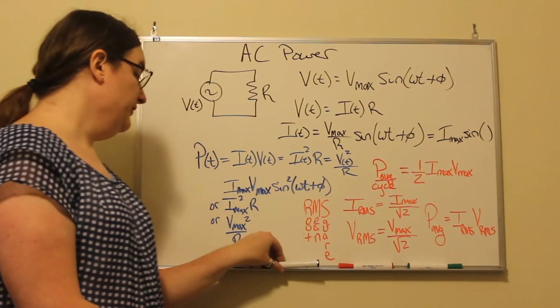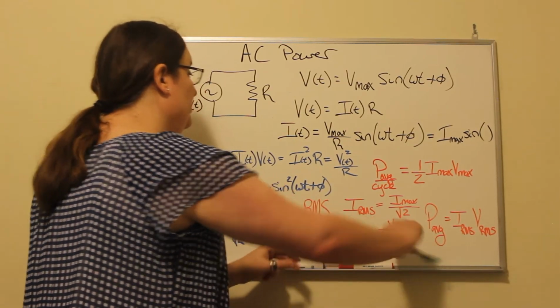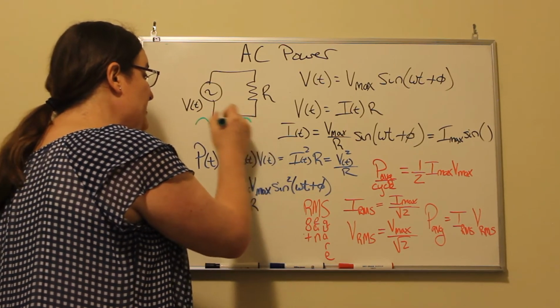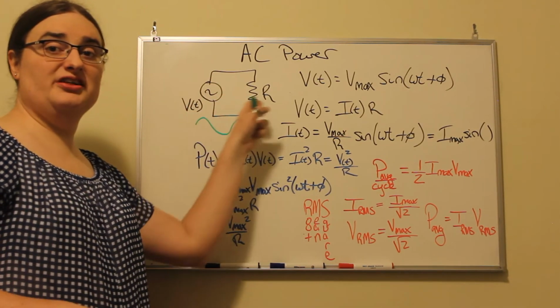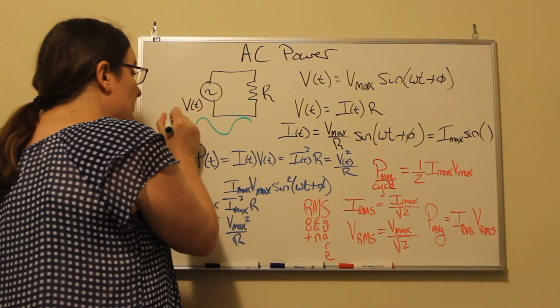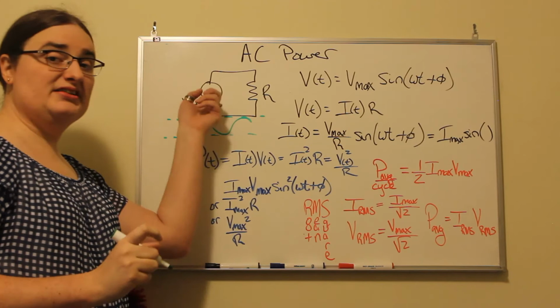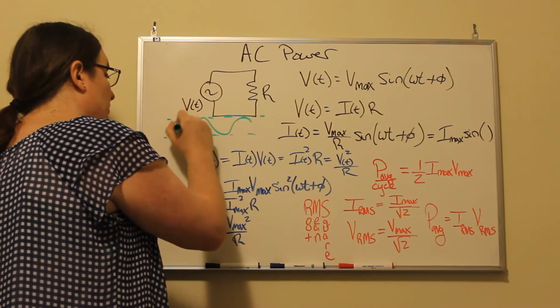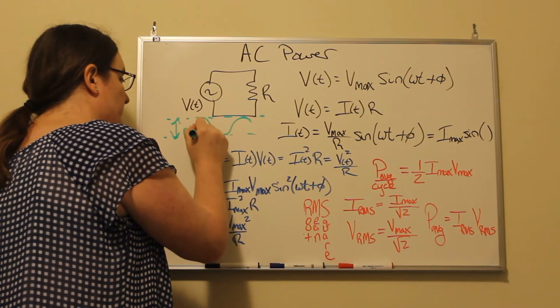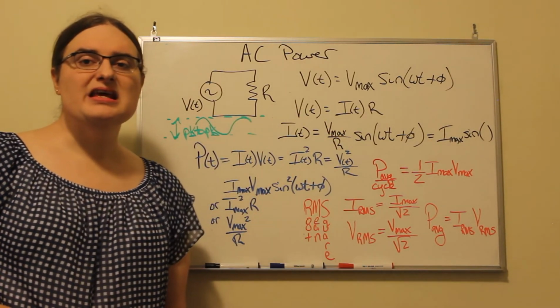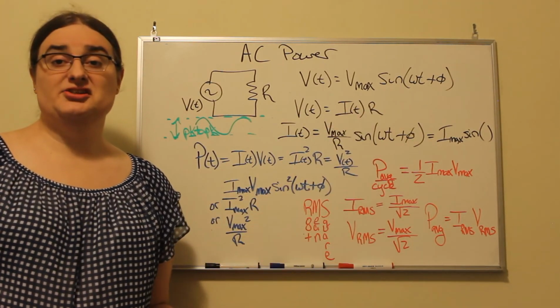Or another thing that you might sometimes hear is what we call peak to peak. Now, you might think that peak to peak means from the top of a signal to the next top of a signal. Peak to peak actually means from the maximum positive to the maximum negative. So that's peak to peak, and peak to peak is twice our maximum value.